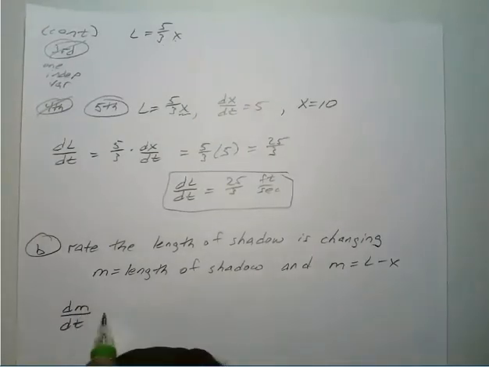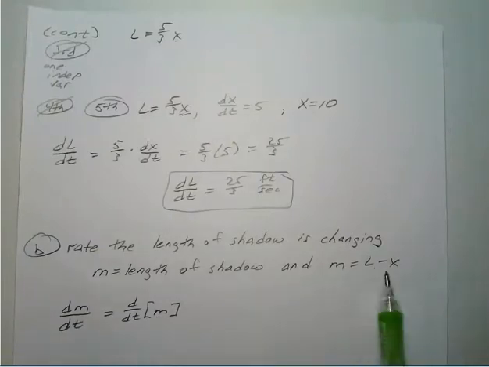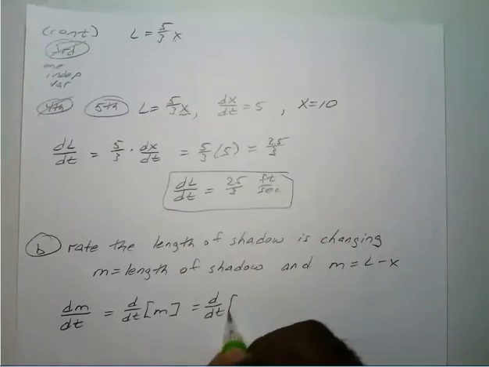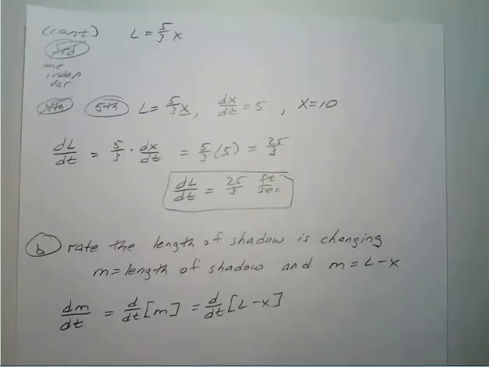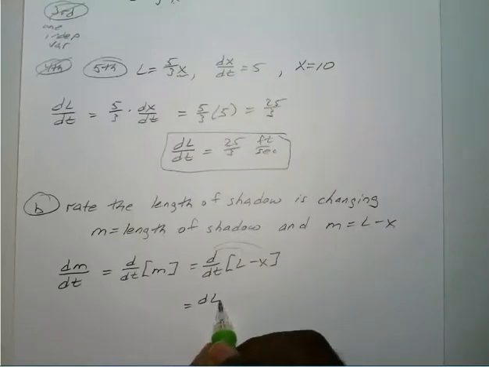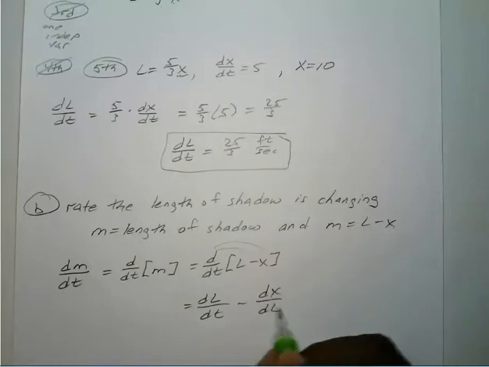Now we know with derivatives, you can rewrite this as the derivative with respect to time of the length of his shadow. But since we know that M is equal to our L minus X, it's the derivative with respect to time of our L minus X. From our properties, we can just distribute that. So this now becomes the rate of change of our L with respect to t minus the derivative of our x with respect to t.